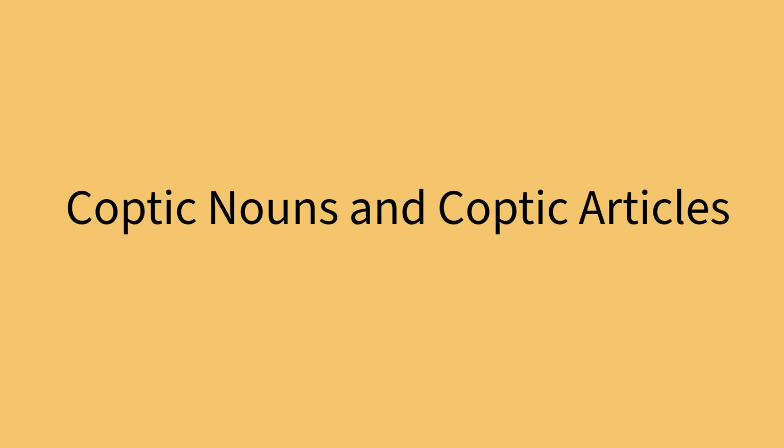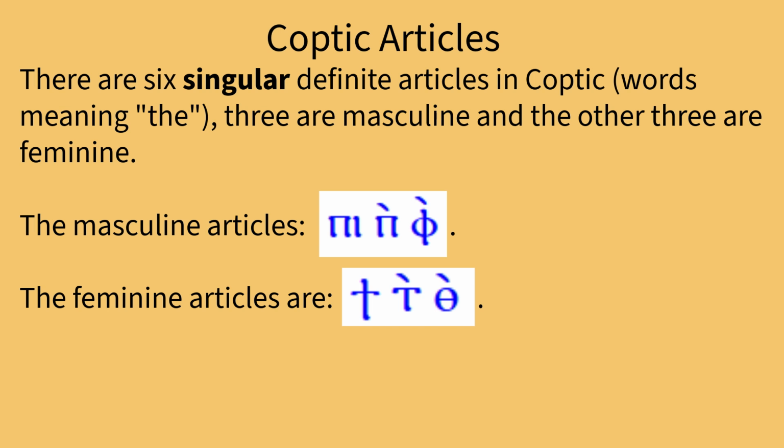The purpose of this video is to discuss Coptic nouns and also Coptic articles, both Coptic definite articles and the Coptic indefinite articles. So just to begin with, in terms of Coptic articles, there are 6 singular definite articles in Coptic. Definite articles are words which translate to the word "the" in English.